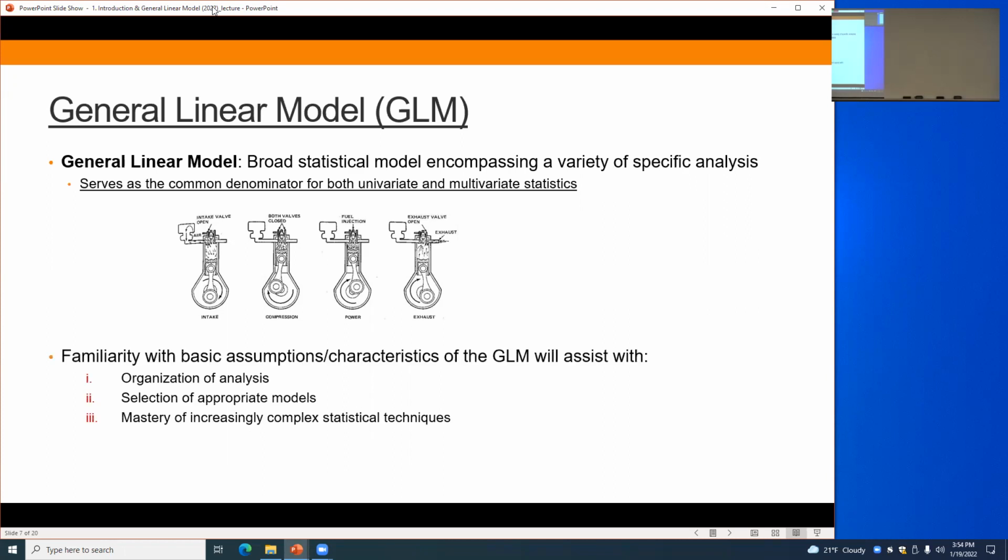And as we get into some regression-based stuff this semester, we're going to start thinking about things in GLM terms. And it's going to help us organize analyses. It's going to help us select models that are appropriate. And it's going to set the foundation for you to start to master some increasingly complex analysis.